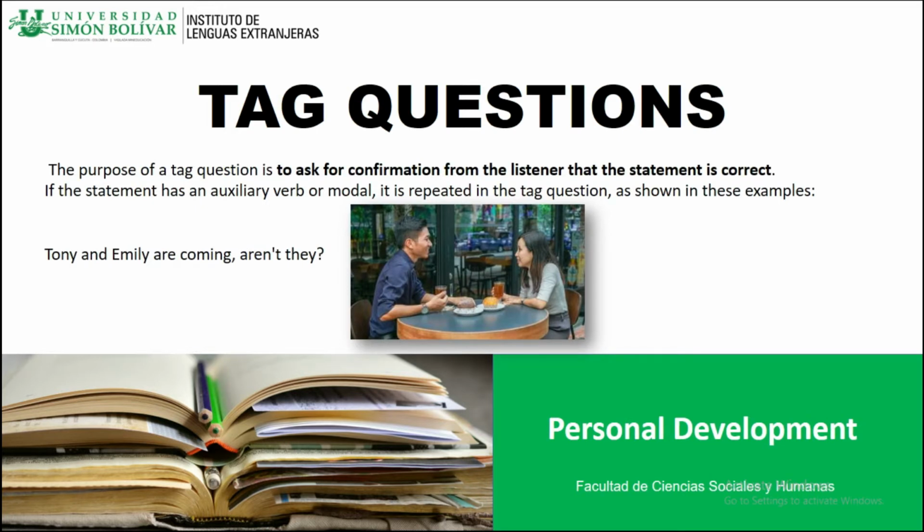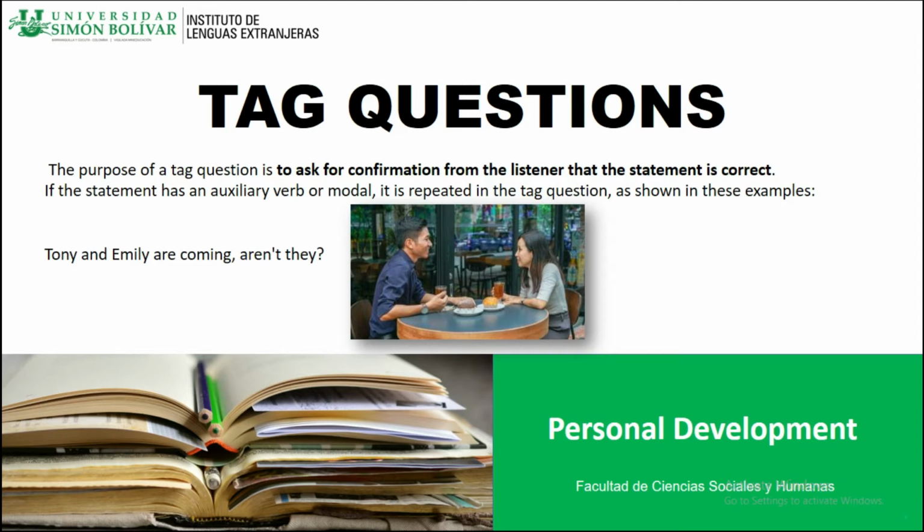Tag questions. The purpose of tag questions is to ask for confirmation from the listener that the statement is correct. If the statement has an auxiliary verb or modal, it is repeated in the tag question, as shown in this example. Tony and Emily are coming, aren't they? This is a couple that's having lunch, and right now one of them is asking the other one, Tony and Emily are coming, aren't they?